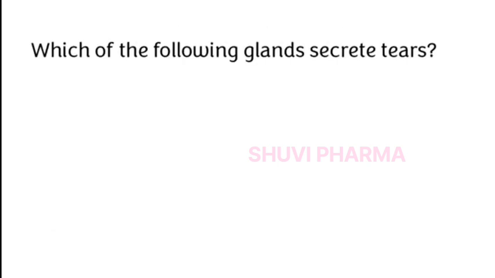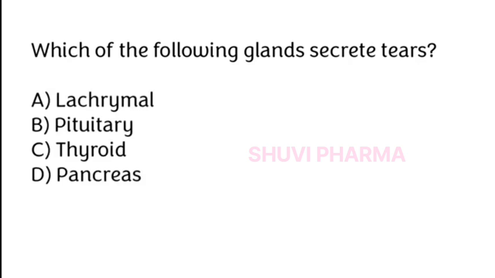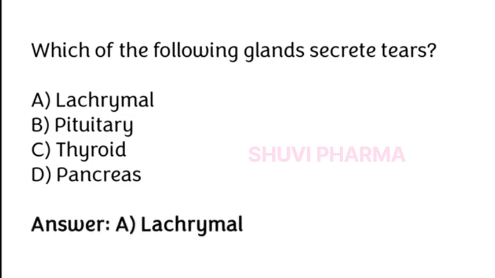Which of the following glands secrete tears? Lacrimal, pituitary, thyroid, pancreas. The correct answer is option A. Lacrimal glands secrete tears.